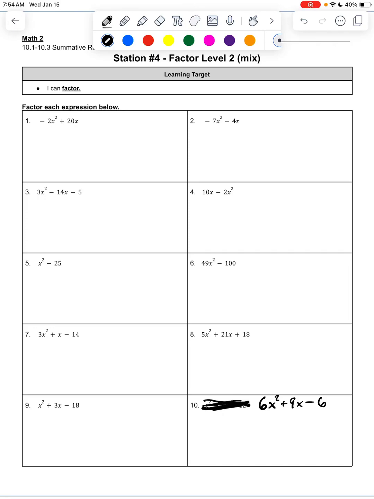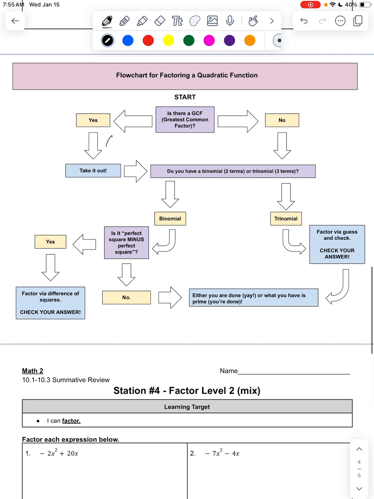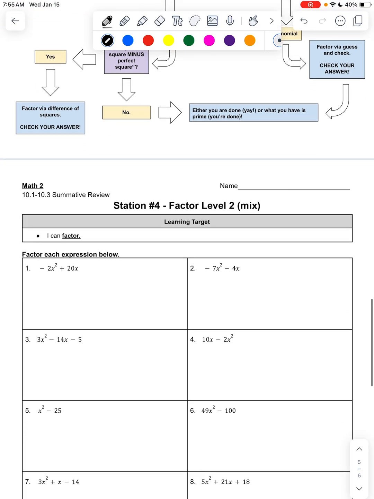This video is all going to be about station number 4, the factoring level 2, where we have a mixture of all the different techniques in our flowchart. In every single one of these problems in the flowchart, the first thing we ask is: is there a greatest common factor? Okay, so let's do that real quick here in number 1.